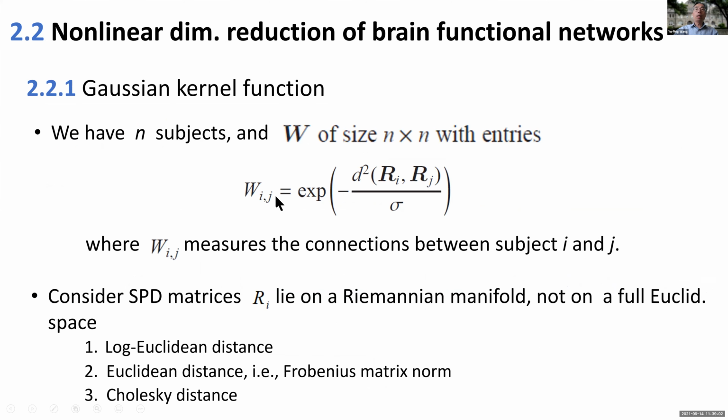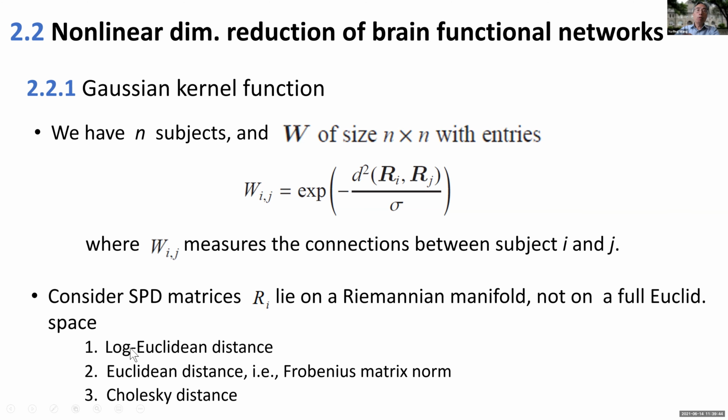So here is the way to compute the W matrix, where each element in the W matrix measures the connection between subject i and j. We use a Gaussian kernel here to represent the connection between a pair of subjects. D is the distance measuring the difference between two SPD matrices, Ri and Rj.